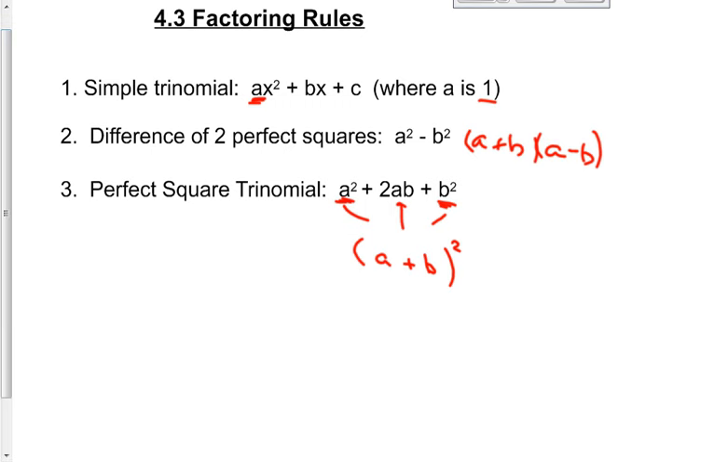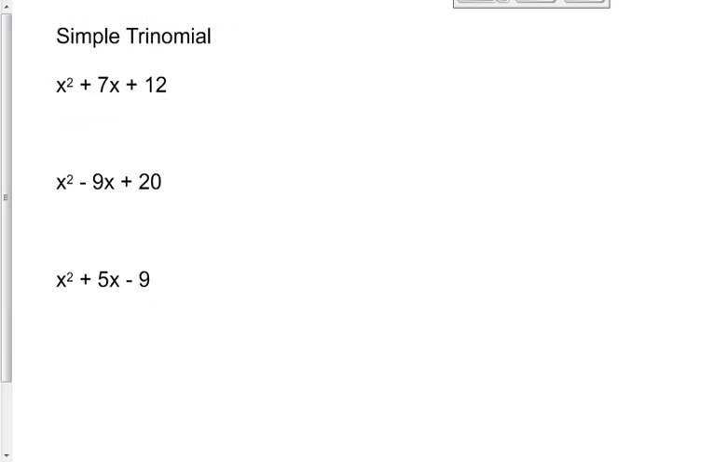and we'll look at samples for each of these. All right, let's start with the simple trinomials. X squared plus 7x plus 12. You should be thinking right away, two numbers that multiply together to give you 12, add up to give you 7. Hopefully you're coming up with 3 and 4.